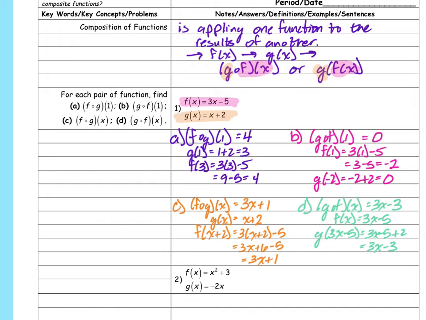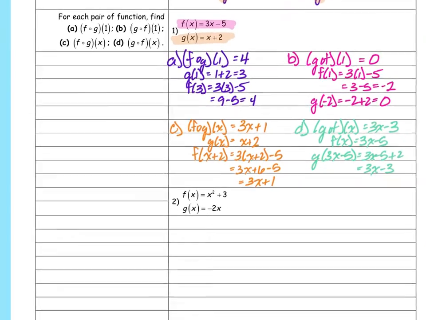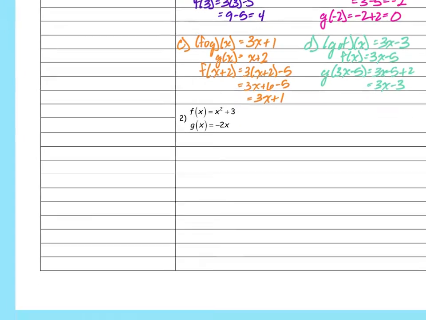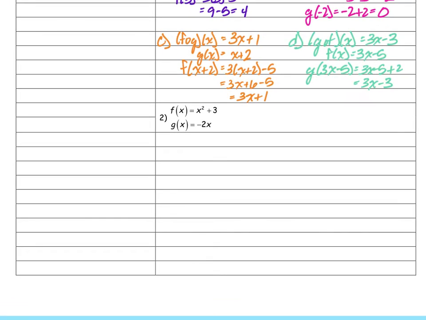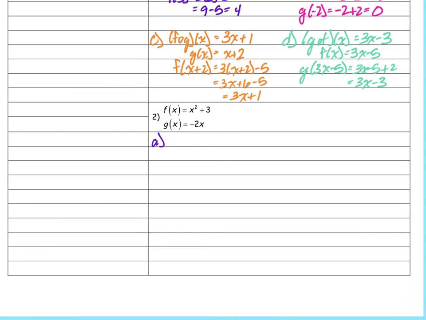Okay. Looks like no one has any questions so far, so we're going to go on to the second set of equations. They're a little harder this time because instead of both being linear, we have linear and quadratic. We're still doing the same set of problems, A through D, just with different equations this time. So A says, what does A say? A is F of G of 1.